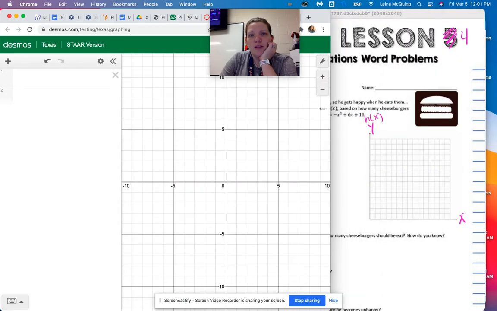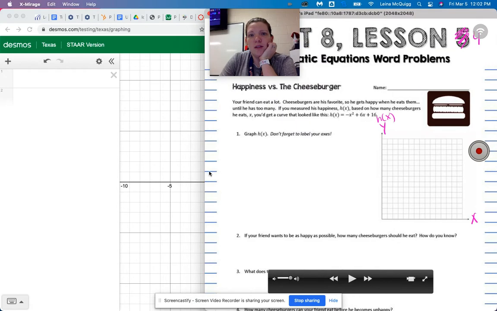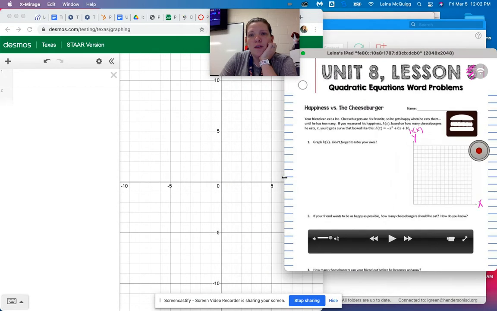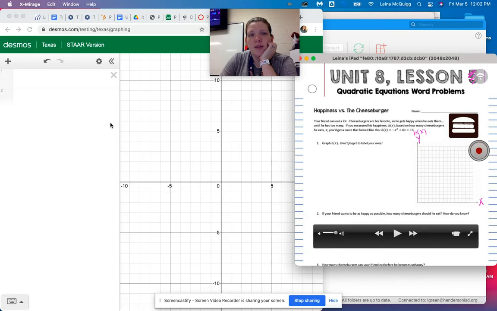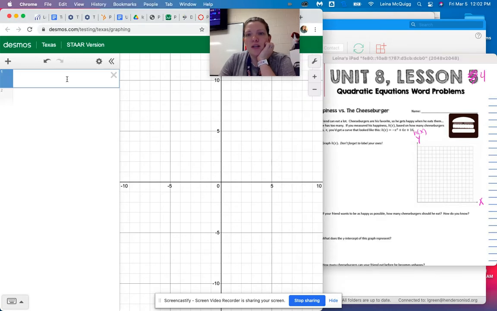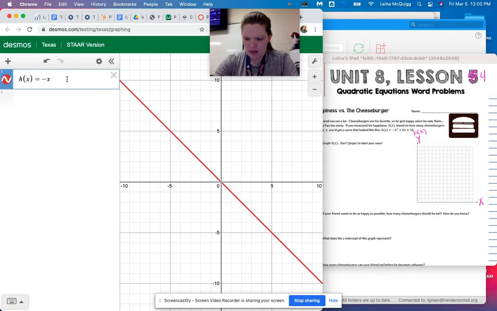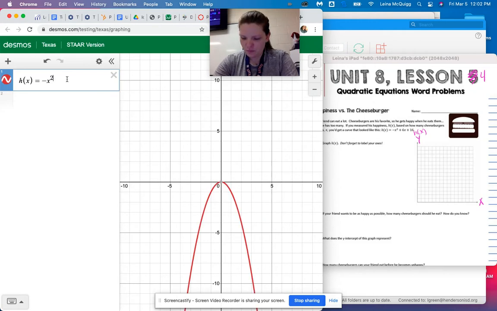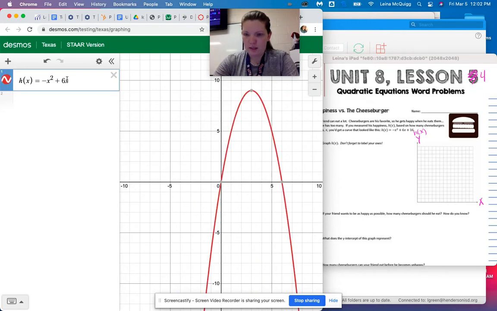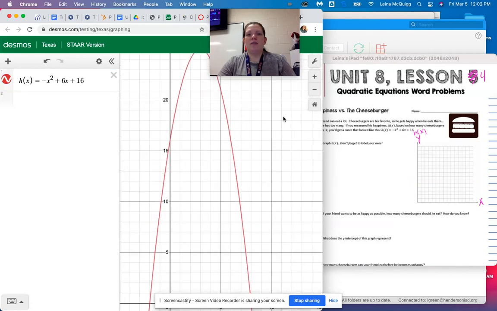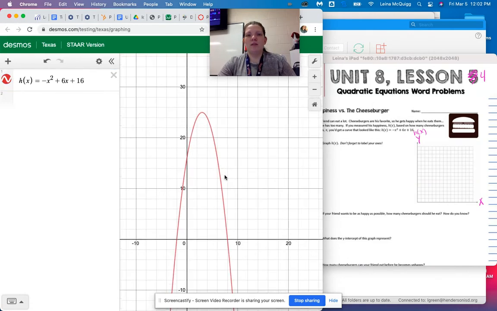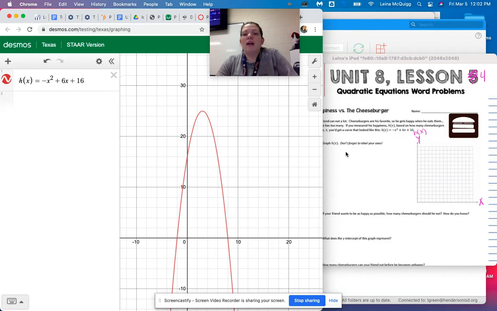So let me see if I can get these screens side by side here. We'll leave that there for now. Okay, so in Desmos, I'm going to type in the equation h of x equals negative x squared plus 6x plus 16. And it gives me this graph. I'm going to zoom out a little bit. Here we go.